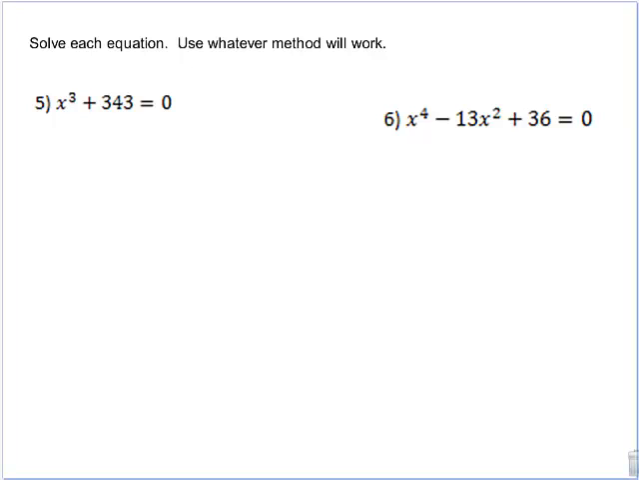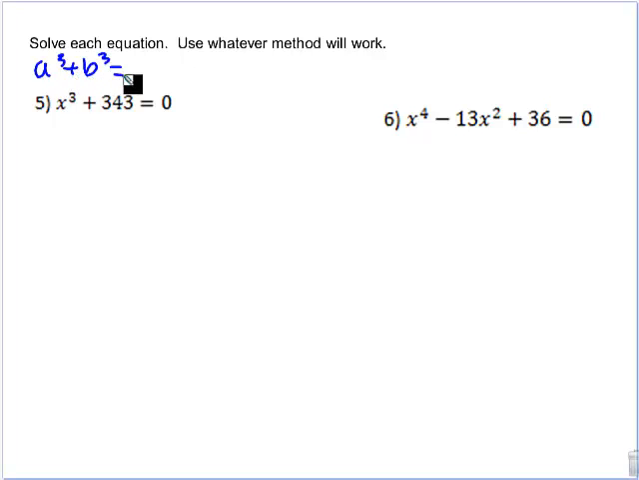So problem 5 is x cubed plus 343 is equal to 0. Well, we can't really put this one in the u form because it's an x cubed. Now, if this were an x to the 4th or an x to the 6th, that would certainly be a much better option, but we can't do that here. So instead, we have to dig back into our minds as to factoring. Is 343 also a perfect cube? It is. So we have to remember how we factor sum of cubes.